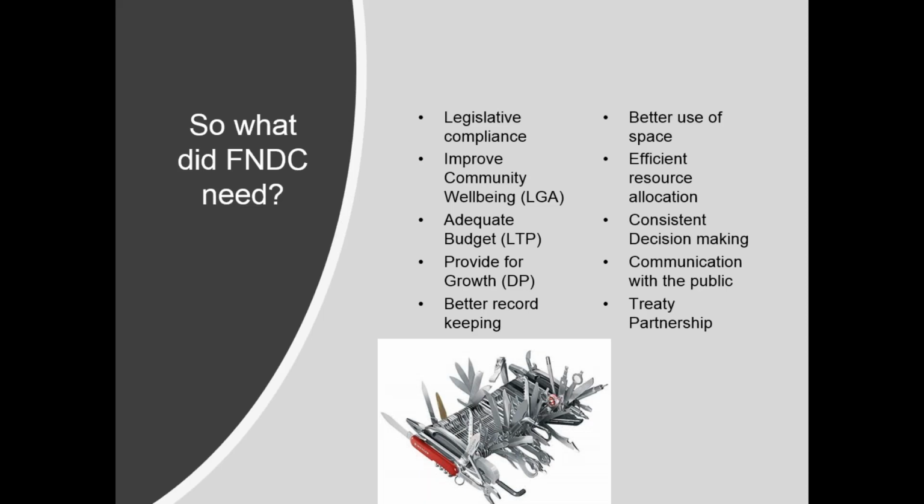So what we needed was the equivalent of an amazing Swiss Army knife to answer those questions and also to achieve the things that you're seeing online, on the page here: to comply with our legislation requirements, to actually have the budget to do the job properly, to actually have what we needed in place so that when growth happened, the ratepayer wasn't picking up the bill for the new assets. And then also communicating that with the public and our treaty partners.